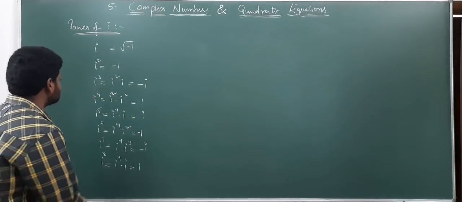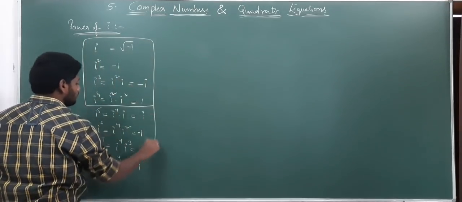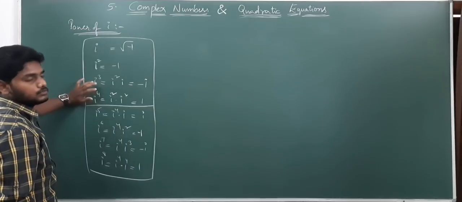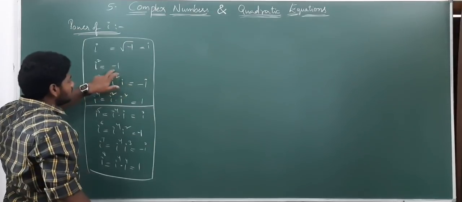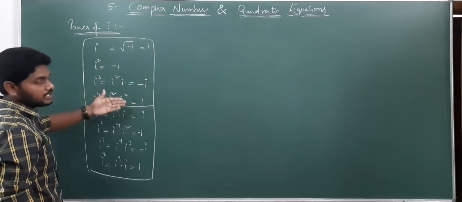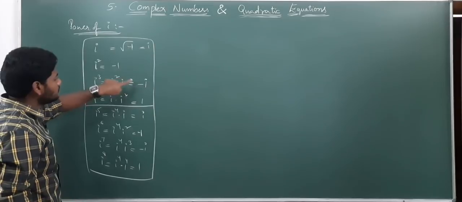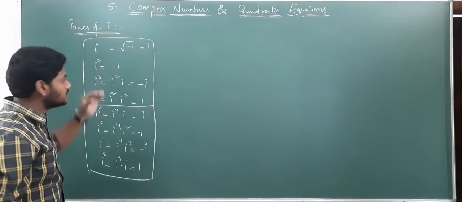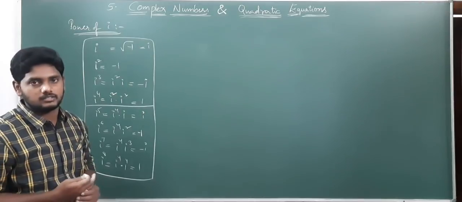Here a logic is there. If we observe the first 4 values of iota, I power 1, 2, 3, 4, those values are I, minus 1, minus I, 1. If you observe the next 4, again I, minus 1, minus I, 1. If you observe, both are the same. The sequence will repeat for an interval of 4 continuous numbers.